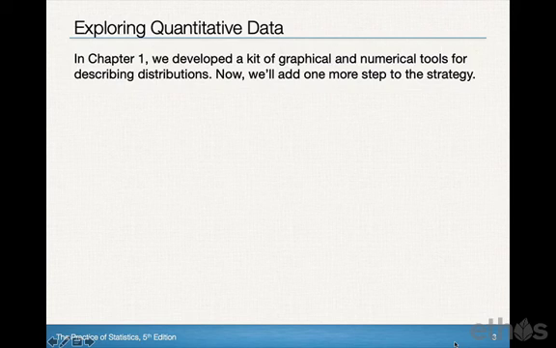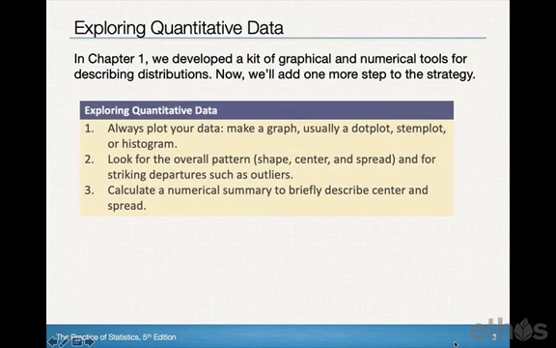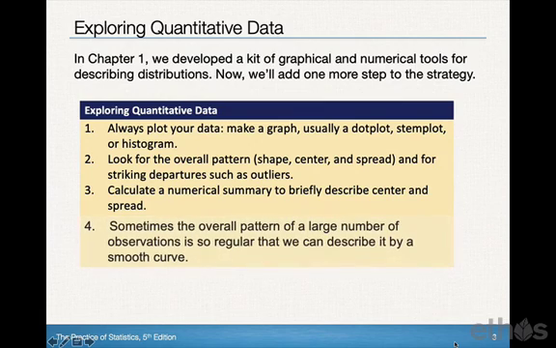We've learned the SOCS acronym to help us remember to describe distributions by describing shape, outliers, center, and spread. And now we're going to get really specific. We have a list of steps to take when you're exploring your quantitative data, which is the first thing you do once you get a data set. If you are conducting a study and you went out and collected this data, you just want to play with it and get a feel for it overall.